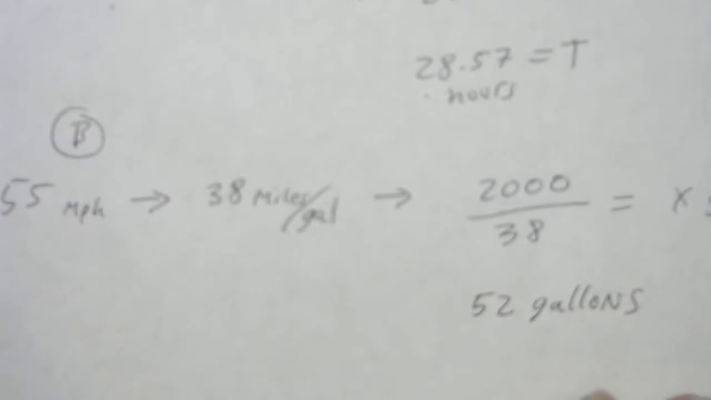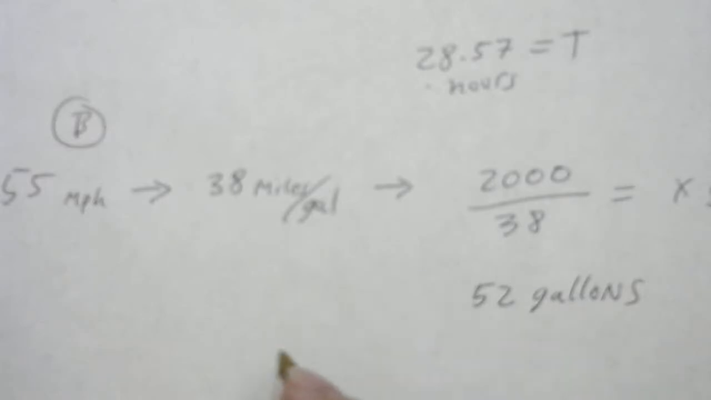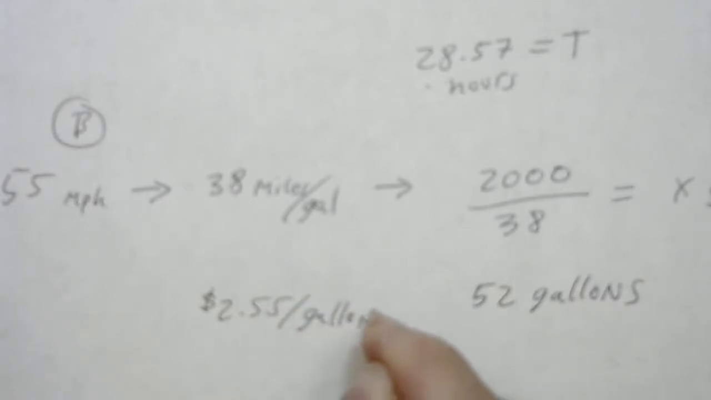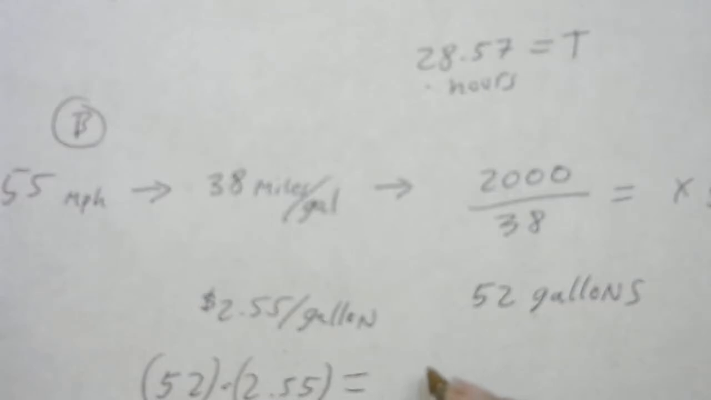And then if we look at 52 gallons, now the book gives us a price of $2.55 per gallon. So we can use that. And so therefore 52 gallons at $2.55, that's just multiplication. 52 times $2.55 gives us a cost of $134.21.